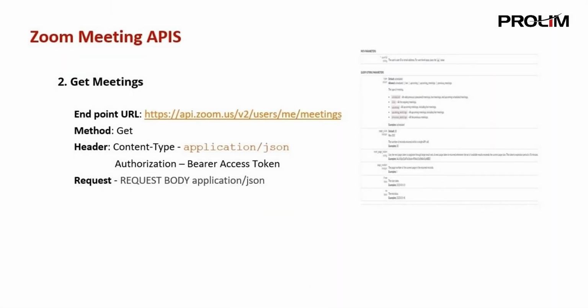Next one is getting the meeting list for the users. For getting the meetings list, the endpoint URL is the same as create meeting, but using the HTTP method as GET. We have the HTTP headers including the access token and content type as JSON. For user level apps, pass the me as a value instead of using the user ID parameter. Here it is optional to pass parameters to the request body.